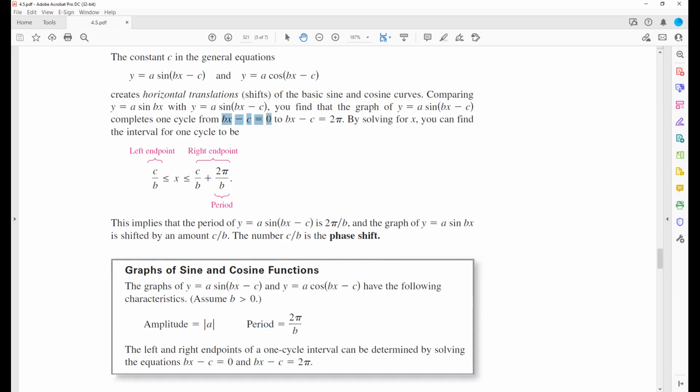Where did it come from? If you move c to the other side of the equation, you get bx equals c, so x is c over b. The same for the second equation. By adding c to both sides, we get bx equals 2 pi plus c, so x is c over b plus 2 pi over b. The number c over b is called the phase shift.